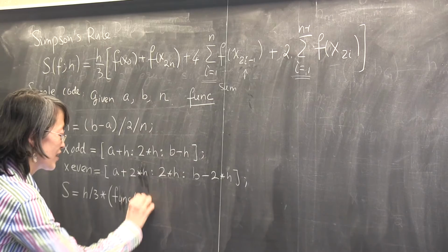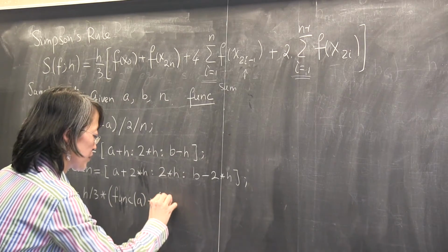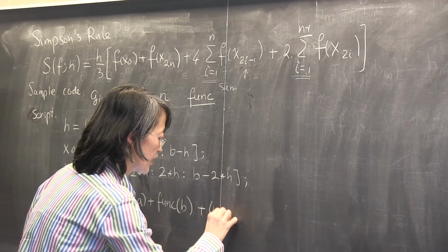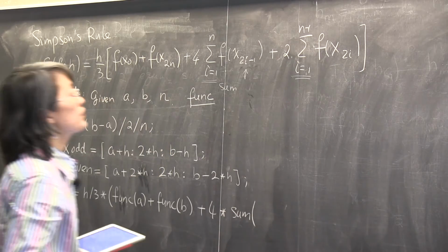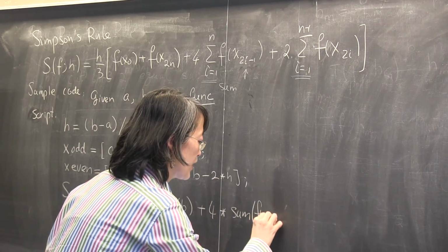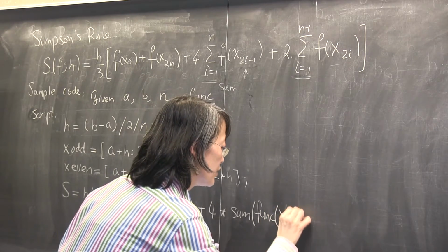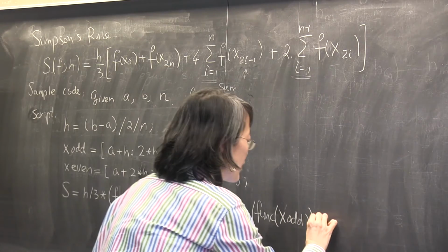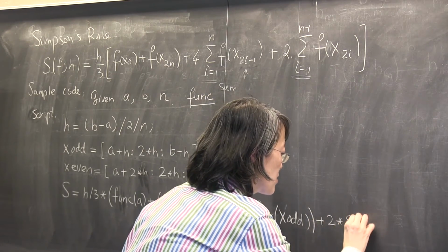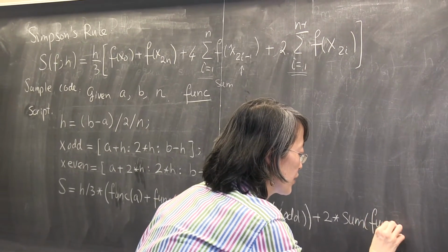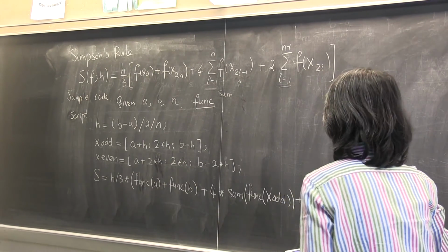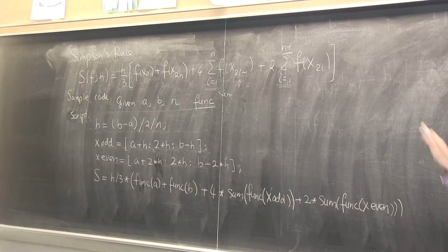Func a plus func b, right? Plus 4 times sum of your function func evaluated at x odd. Is that right? You see, you're just reading this and typing it in Matlab. So 2 times sum of func x even. Now I have to count how many brackets. 1, 2, 3. In Matlab, it will light up the one corresponding to the one you type in so you don't mess up.